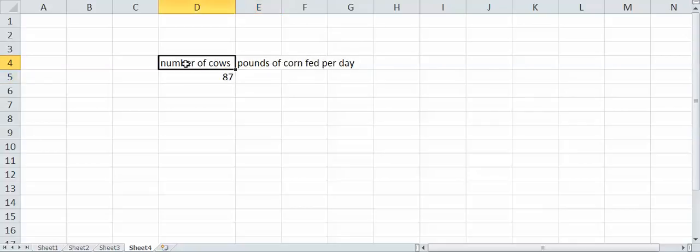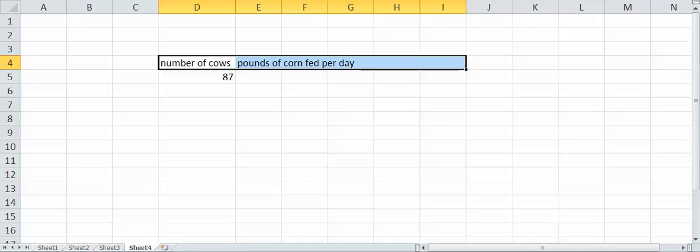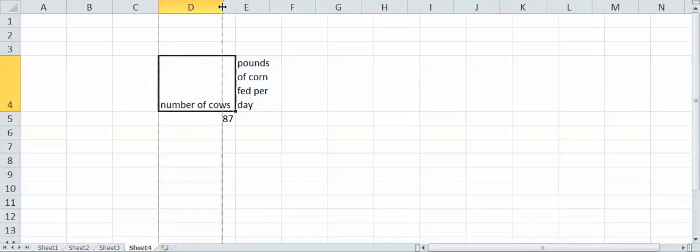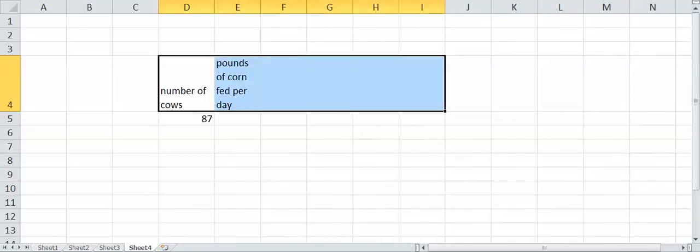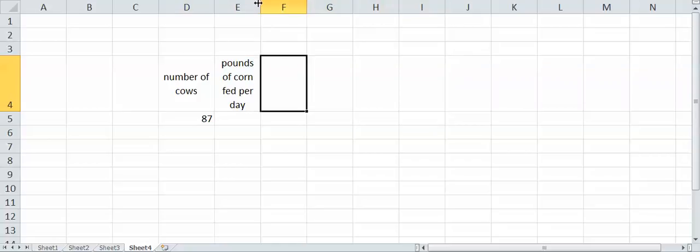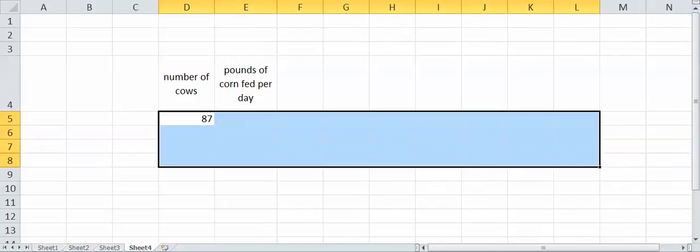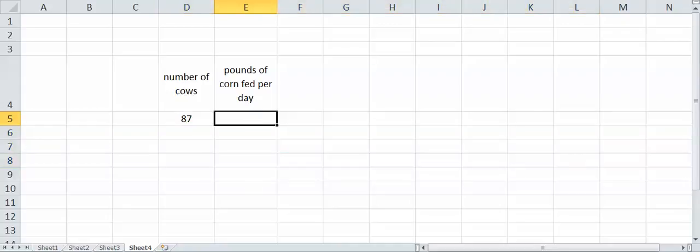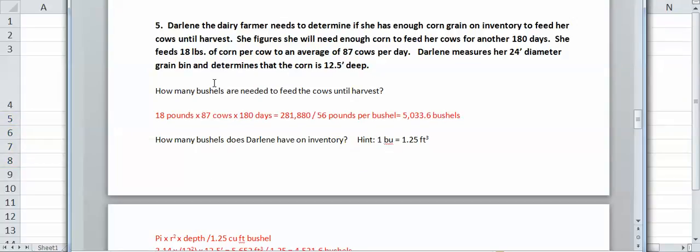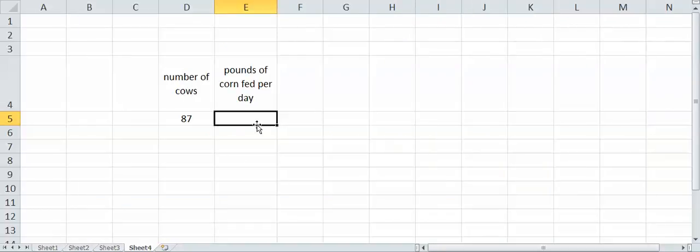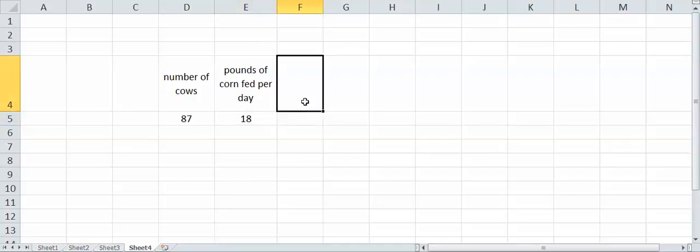I'm going to go ahead and wrap text here so that these cells can be more easily displayed, and then I'm going to center. Something that I like to do is keep the data centered. Let's see here. We wanted to feed 18 pounds of corn per day to 87 cows for 180 days. So 18 pounds of corn, number of days.